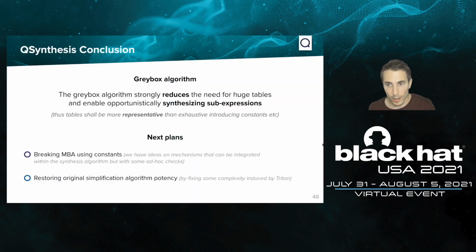Okay, quick conclusions. Our greybox algorithm is a good balance between the black box and white box aspects, because we can opportunistically synthesize sub-expressions while pure black box cannot. We still have the issues that most approaches have, like targeting expressions using constants, but we do have ideas on how to address them.